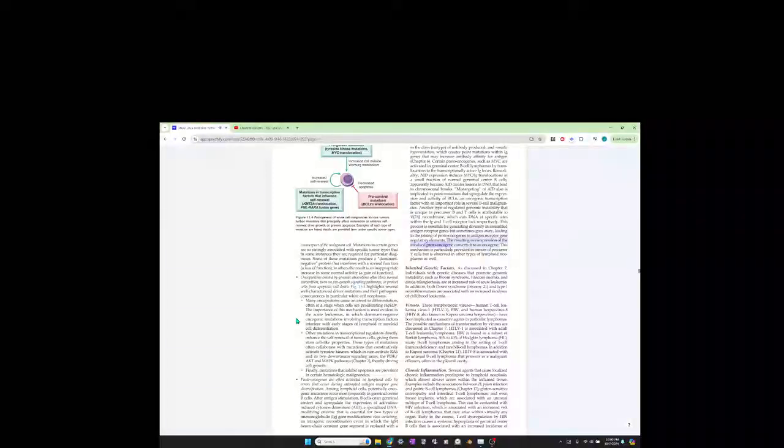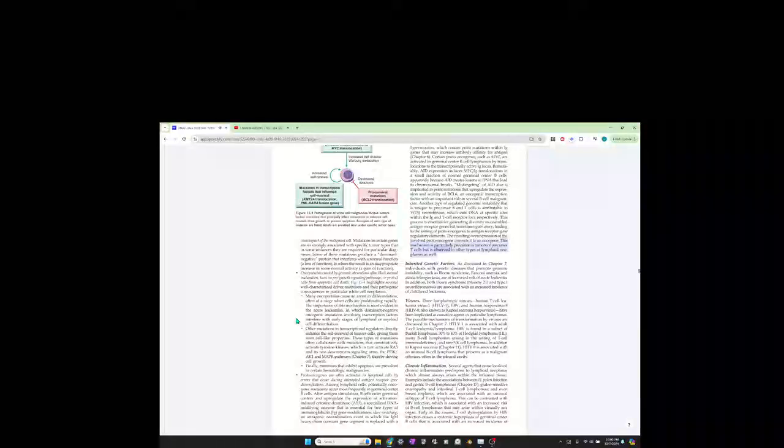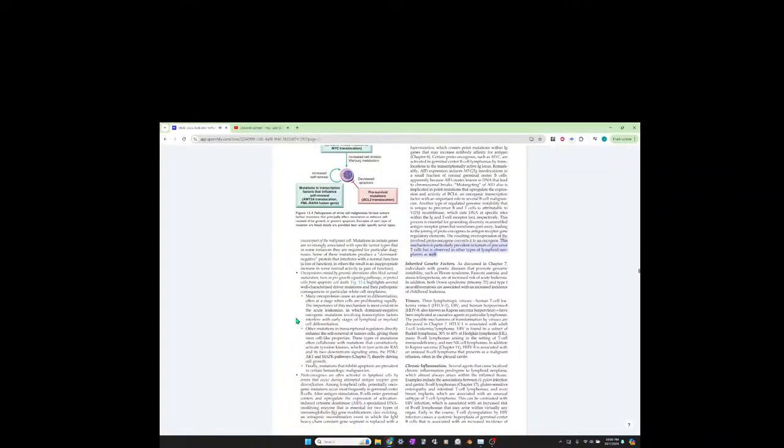Another type of regulated genomic instability that is unique to precursor B and T cells is attributable to VDJ recombinase, which cuts DNA at specific sites within the Ig and T cell receptor loci respectively. This process is essential for generating diversity in assembled antigen receptor genes, but sometimes goes awry, leading to the joining of proto-oncogenes to antigen receptor gene regulatory elements. The resulting overexpression of the involved proto-oncogene converts it to an oncogene. This mechanism is particularly prevalent in tumors of precursor T cells, but is observed in other types of lymphoid neoplasms as well.